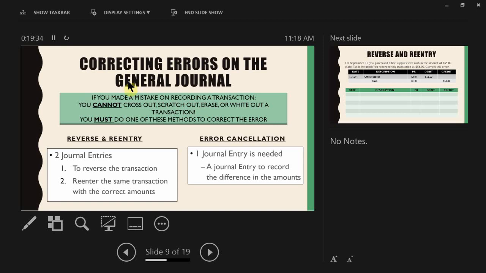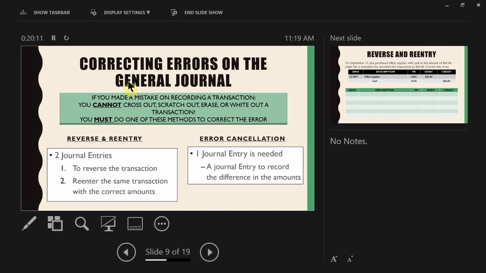So in order to fix those entries, you are going to be looking at 2 different methods to fix your error in your journal. The first one is reverse and reentry, and the other one is error cancellation. Reverse and reentry is pretty straightforward. You're going to reverse the transaction, and then you're going to re-enter it with the correct amount. Straightforward. Error cancellation, you can make many mistakes with error cancellation.